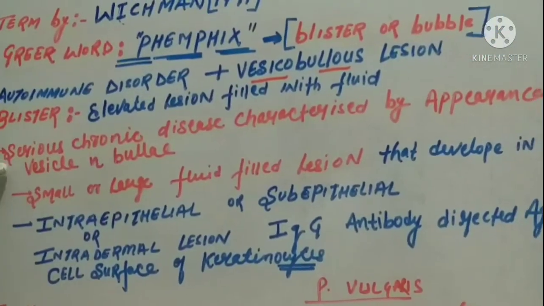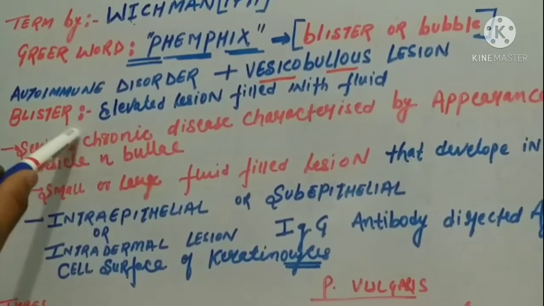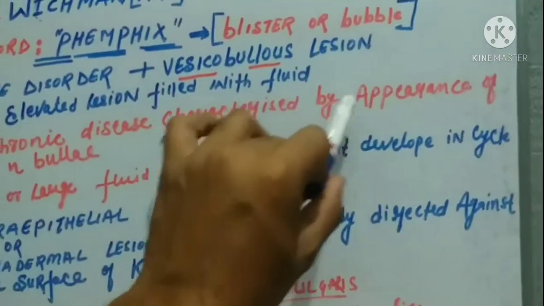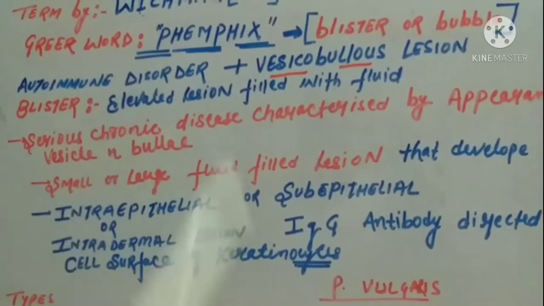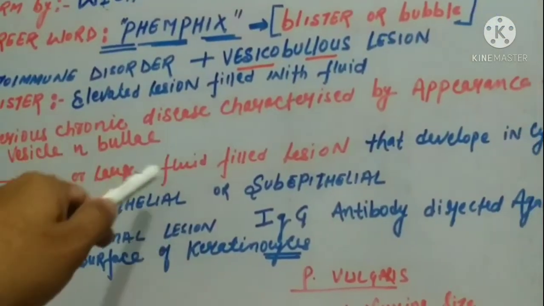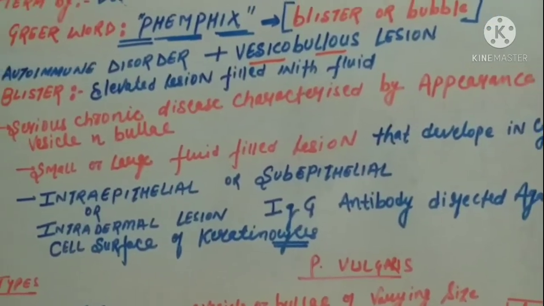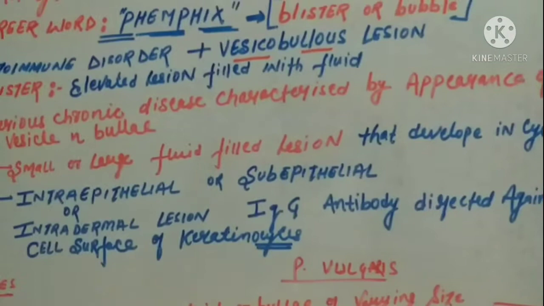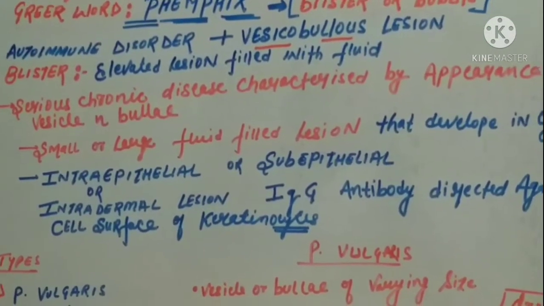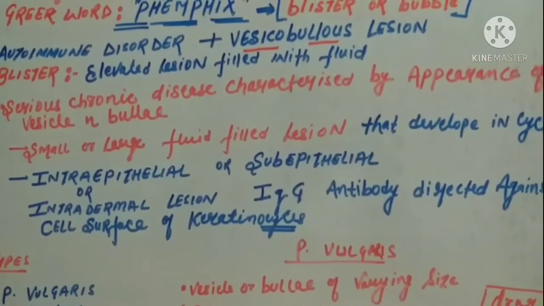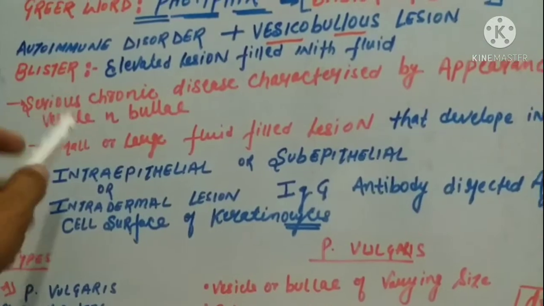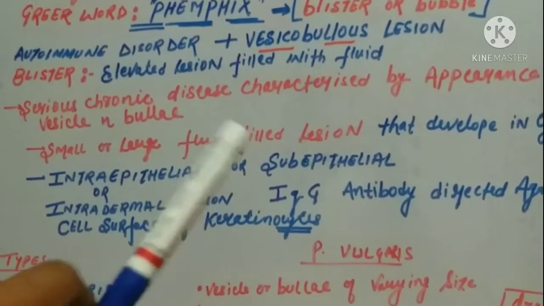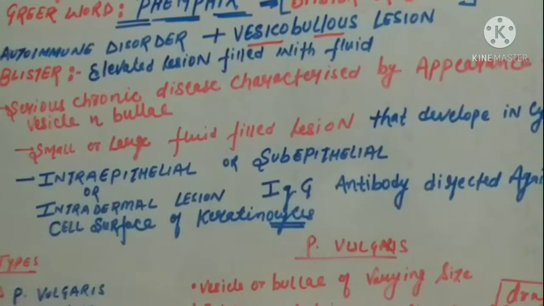In the introduction part, you will write the definition as it is a serious, acute or chronic disease characterized by the appearance of vesicle or bulla. Bulla is a large lesion, vesicle is a small lesion filled with fluid. A small or large fluid filled lesion that develops in cycles, meaning sometimes the smaller lesion, sometimes the larger lesion appears. So the full definition will be: a serious chronic disease characterized by the appearance of vesicles or bullae, which are small or large fluid filled lesions that develop in cycles.